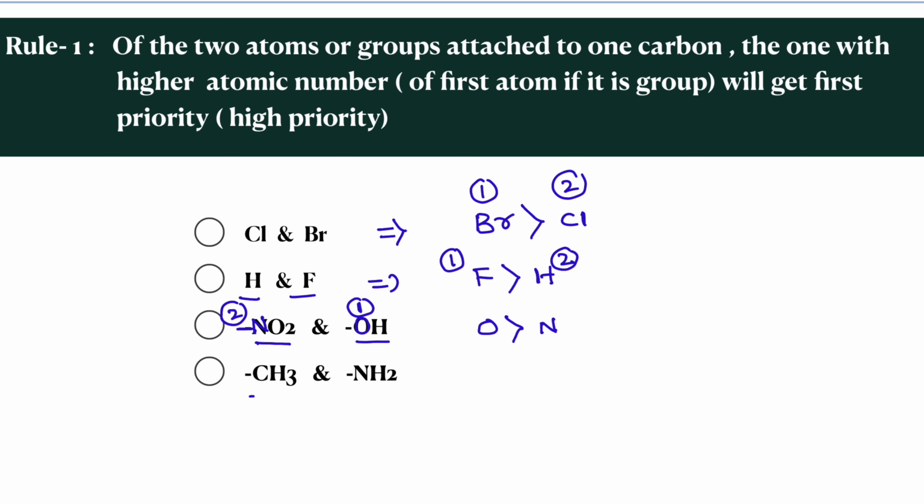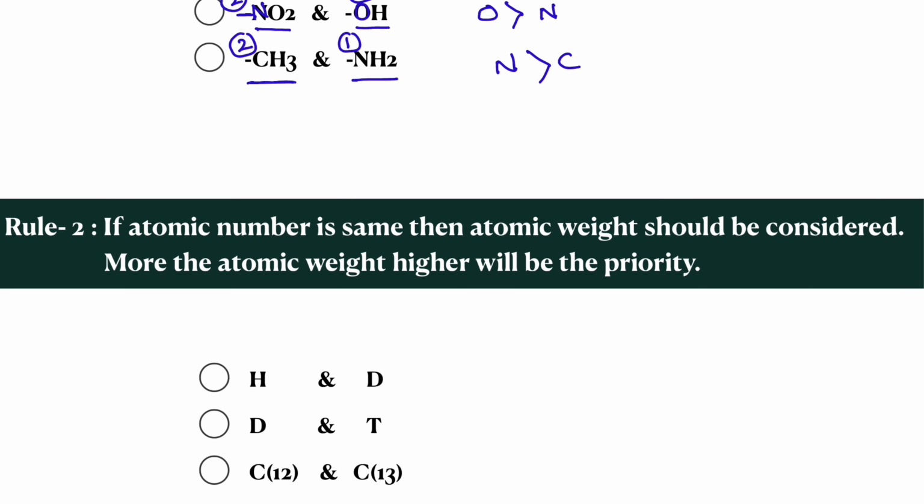And in the last example, you can see one is CH3 and NH2. First thing is point of attachment, here carbon, and here it is nitrogen. Nitrogen atomic number is greater than carbon. Therefore, NH2 receives first priority and CH3 receives second priority. In this video, we are just understanding the rules, but in the next video, we will solve questions exclusively on CIP rules.